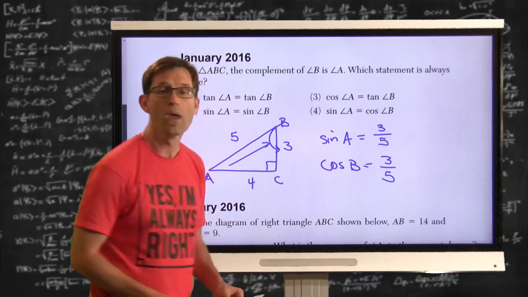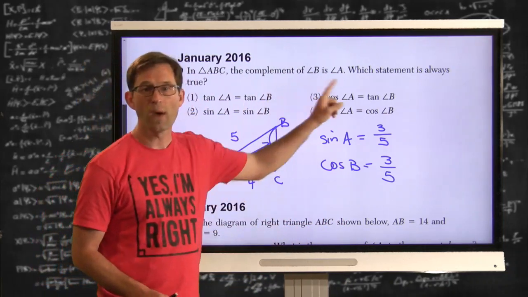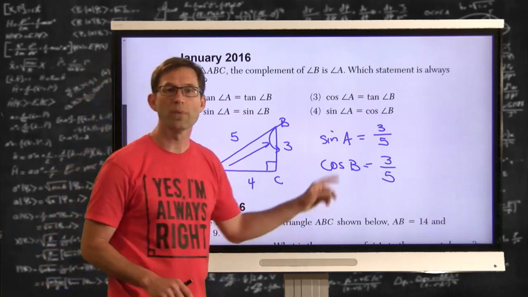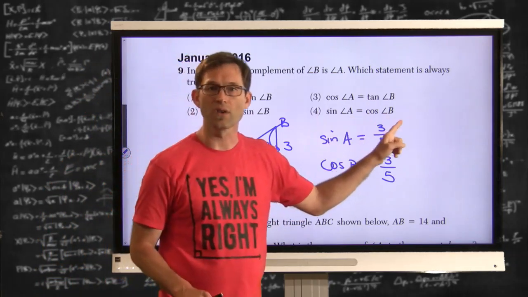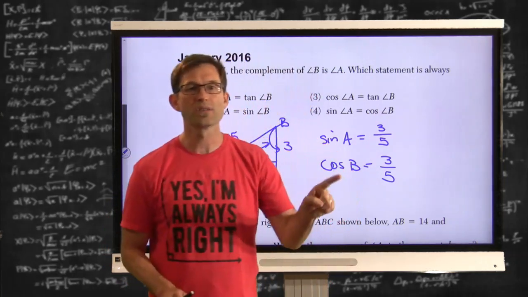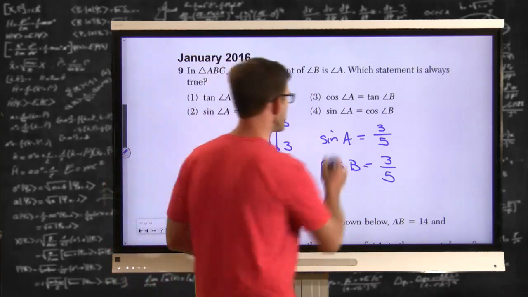It's much more reliable. Anyway, we're talking about this problem where we've got two angles in a right triangle that are complements to each other. What is the relationship? That's right, the sine of A is the cosine of B. Anytime the two angles add up to 90, the sine of one is equal to the cosine of the other. Forget about tangent, it's just not there.